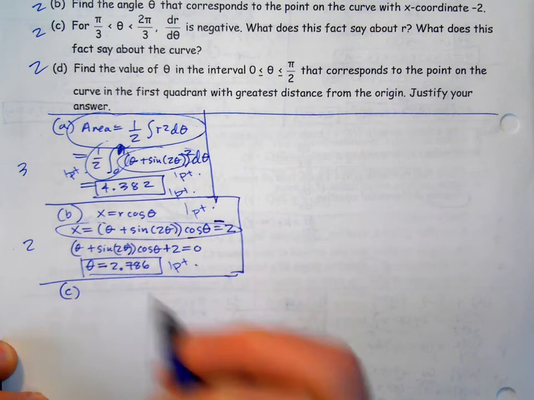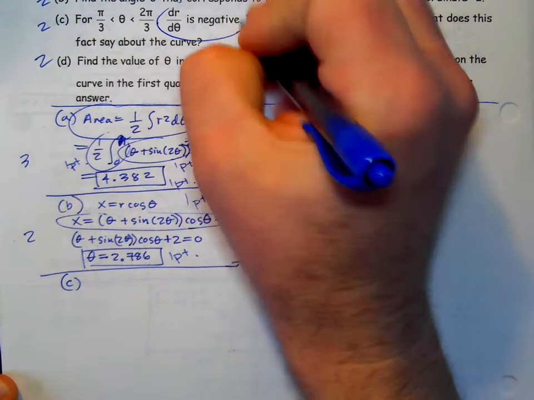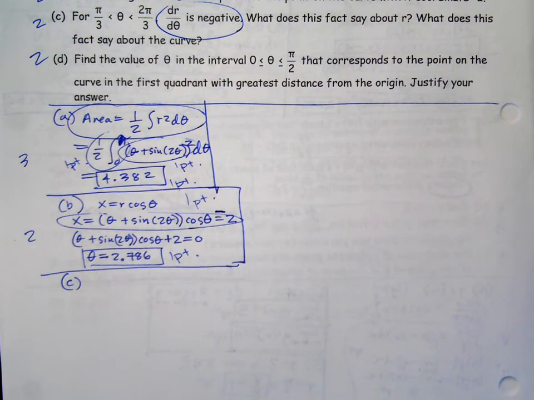Part C says for theta from pi over 3 to 2 pi over 3, dr d theta is negative. They're telling you that dr d theta is negative. What does this fact say about r? What does this fact say about the curve? Dr d theta is the derivative of the radius as theta changes. The radius, if it's negative, means the radius is getting smaller as theta gets bigger.